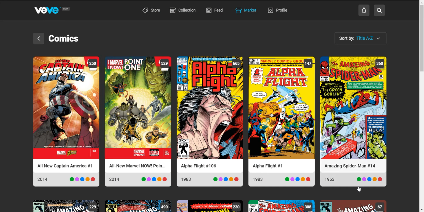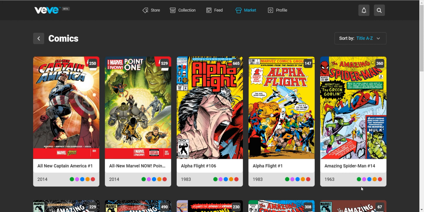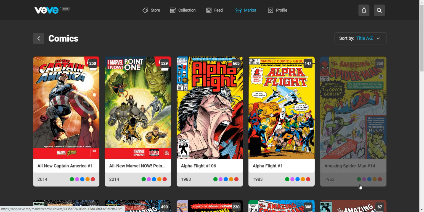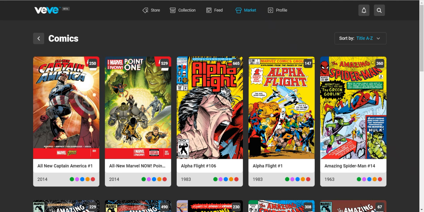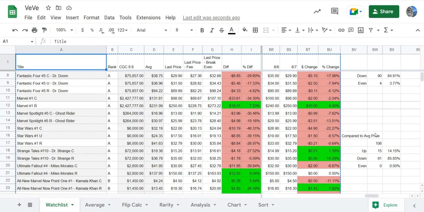It's Sunday 8/7, the day ahead of the Amazing Fantasies 15 drop, and that comic has wrecked the market. Let's get right to the spreadsheet. I'm going to keep it short and sweet. We have only 12 comics up, 90 comics down of the ones we're looking at for even. Compared to the average price, only 15 are up, 91 are down.